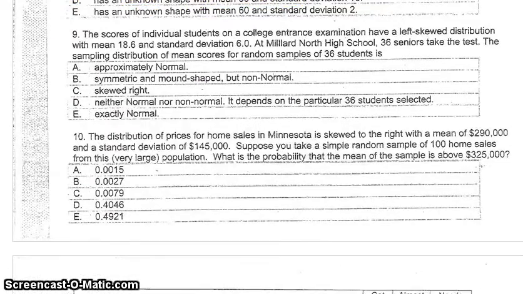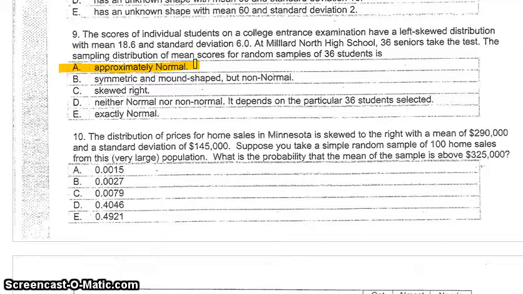Number 9 and number 10. Okay, here we go. We have scores. We're looking at a random sample of 36. What does that mean? 36. Central limit theorem. Our sampling distribution will be approximately normal.